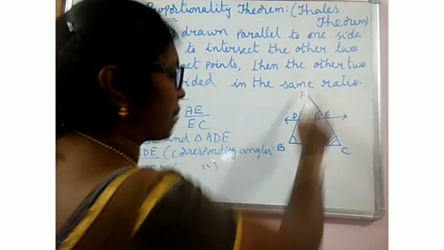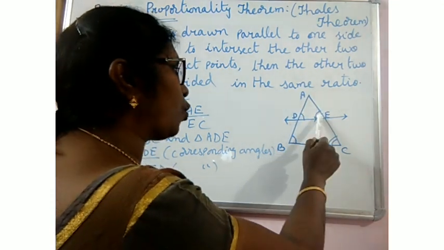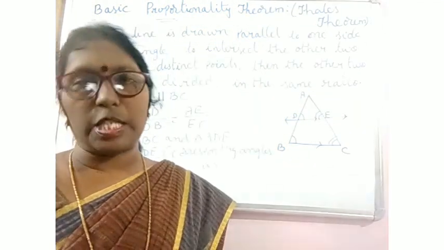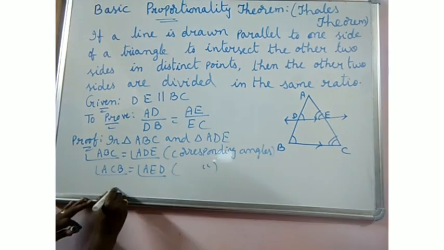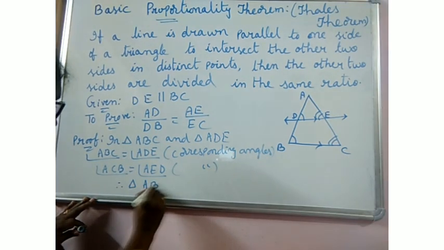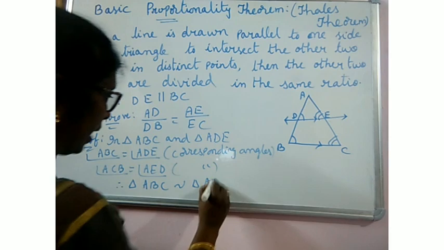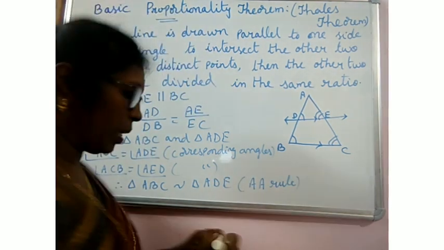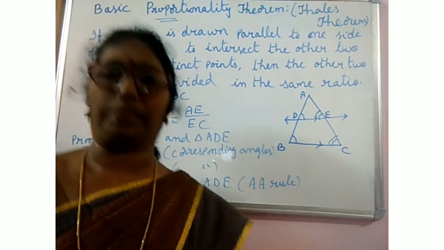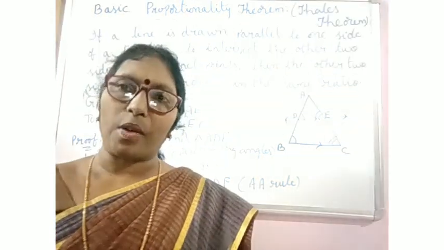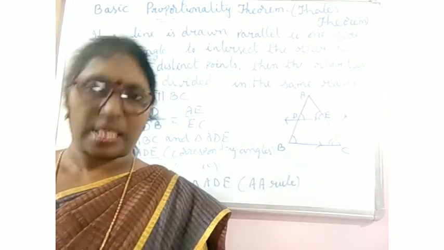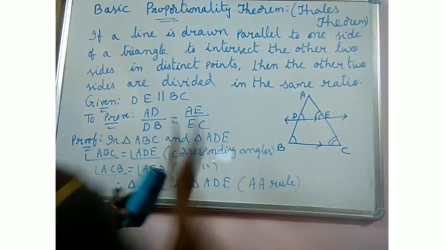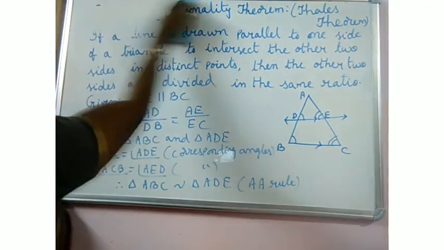So two angles of triangle ABC are equal to two angles of triangle ADE. So under AA axiom, these two triangles are similar. Therefore, triangle ABC is similar to triangle ADE under AA rule or AA axiom or AA criterion, whatever we can say. And already you have learned that if two triangles are similar, their sides are proportional to each other. So let me rub this. I think the theorem is clear to you.